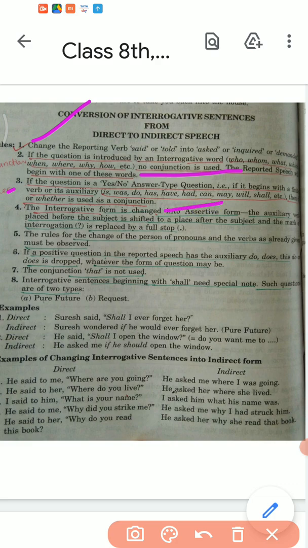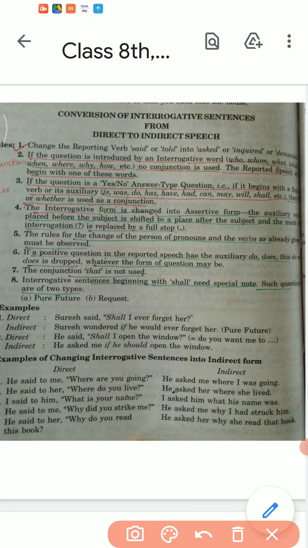Dear students, you have to be very careful in point number 2 and 3. In point number 2, if your reported speech starts with a WH family word, then you will not use any kind of conjunction while changing from direct speech to indirect speech. But in point number 3, if your reported speech starts with any helping verb like do, did, does, has, have, had, is, am, are, may, will, shall, etc., then you have to put a conjunction like if or whether.